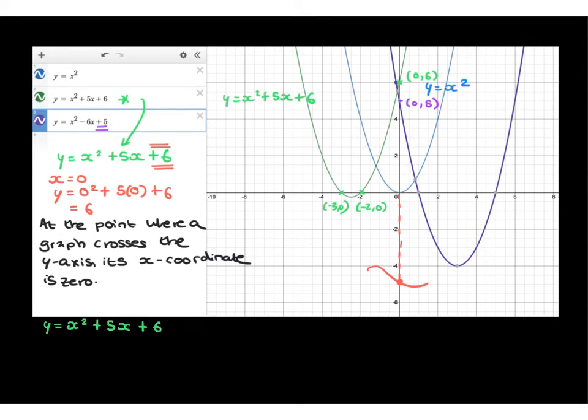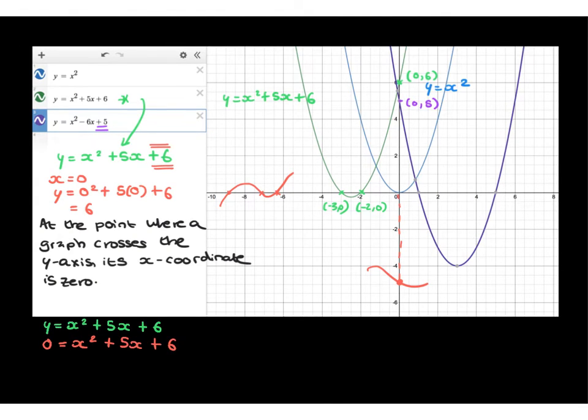So I want you to consider the graph of y equals x squared plus 5x plus 6. Now, when this graph crosses the x-axis, its y-coordinates will be 0. Again, look at this red curve I'm going to draw here. As it crosses the x-axis, can you see its y-coordinate will always be 0? And that's true of any graph. Whenever a graph crosses the x-axis, its y-coordinates will be 0. So if we want to find out where a graph crosses the x-axis, we simply set the y-coordinate equal to 0. And we end up with 0 equals x squared plus 5x plus 6.